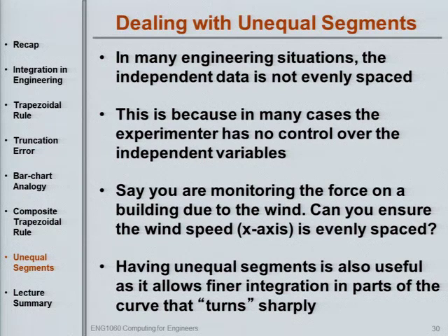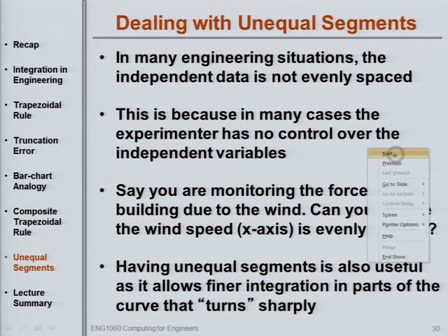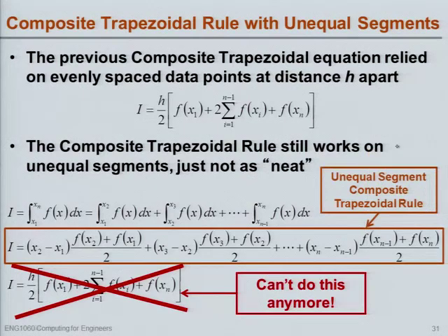Having unequal segments is also useful if you know that something really is changing dramatically at a particular location or at a particular time. You can take much finer measurements there and try and capture what's going on, but you might not need so much data in other places where things are varying much more slowly. So there are actually advantages to having uneven data points. And basically, the rule looks identical.